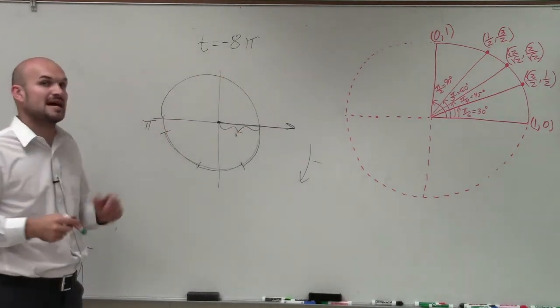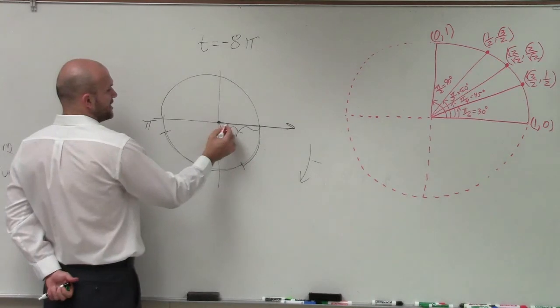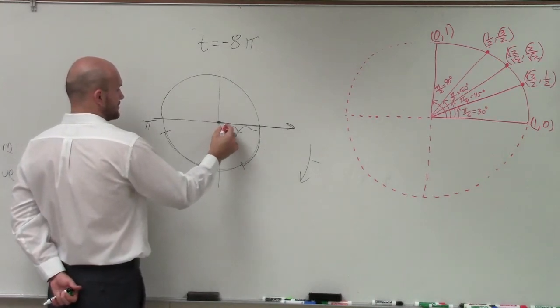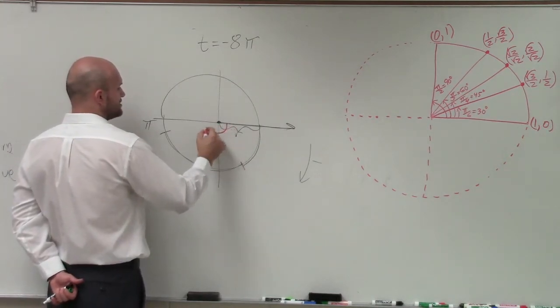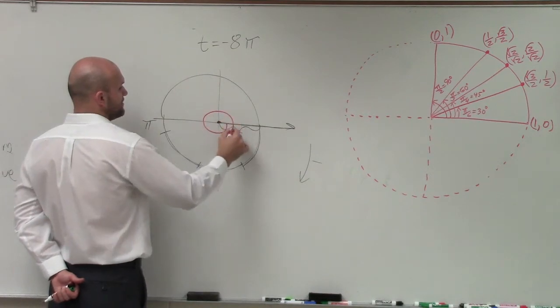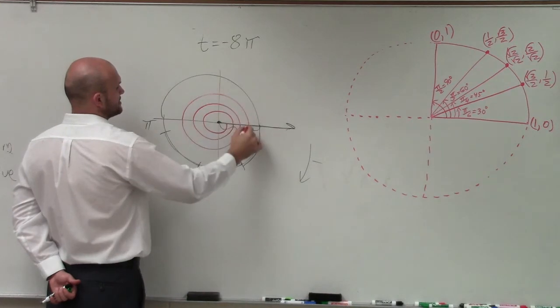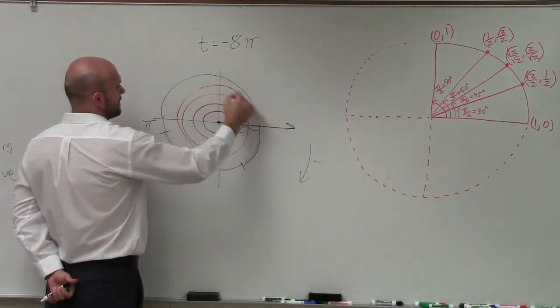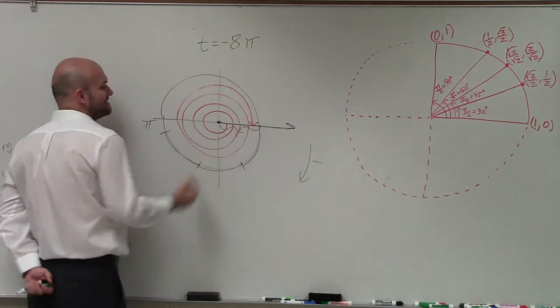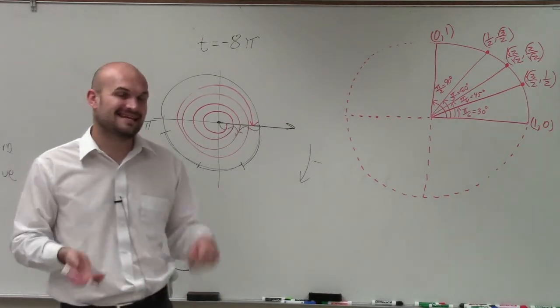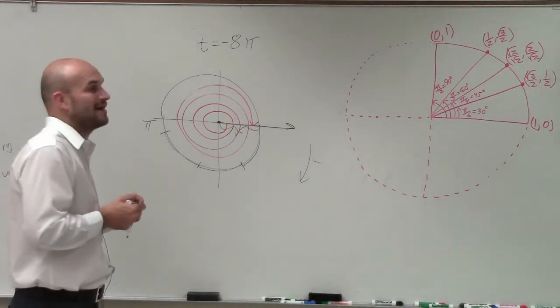So let's see how many times we can do this. If I start here, and I go, here's pi, 2 pi, 3 pi, 4 pi, 5 pi, 6 pi, 7 pi, 8 pi. So my initial and terminal side are exactly the same. Right where I started is right where I end.